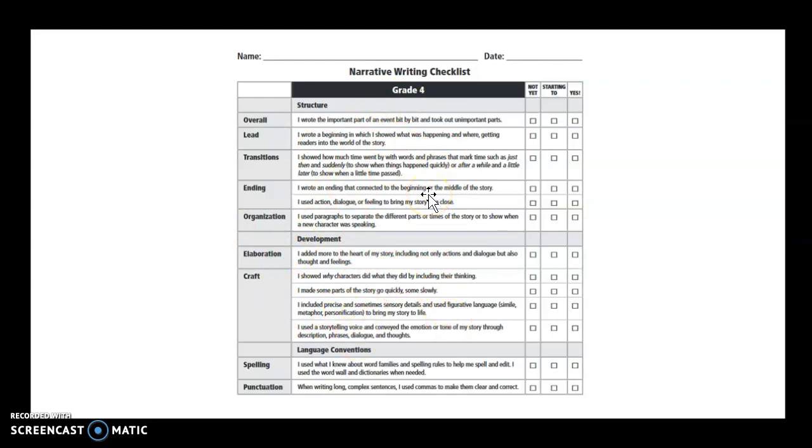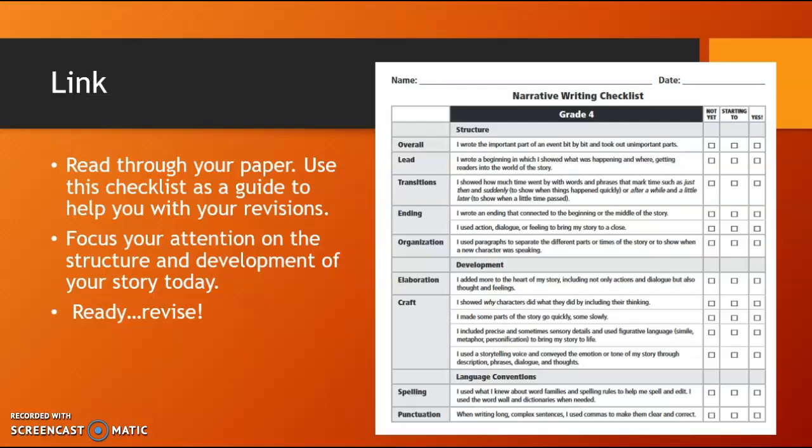So remember, I said we're not going to focus on the language and conventions today. Today, you're going to go back and just look at the structure and development. You're going to take the time to read through your paper, read through scene by scene. Use this checklist as a guide to help you with your revisions. You know exactly what you need to do, what your teachers are looking for within your writing. Focus on the structure, which we've done a lot of this already. So then really take the time and focus on the development today.